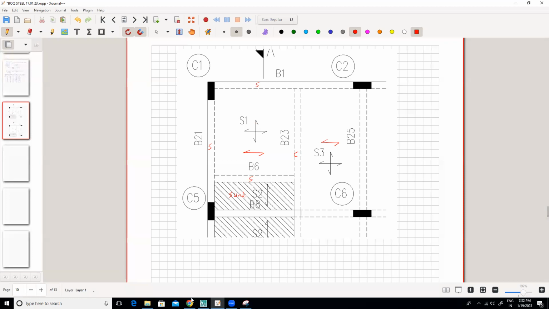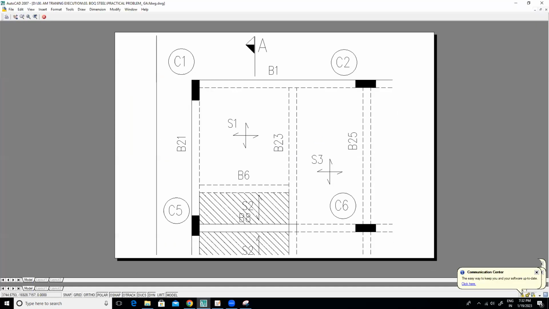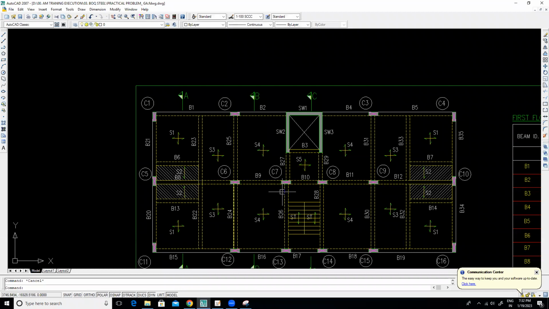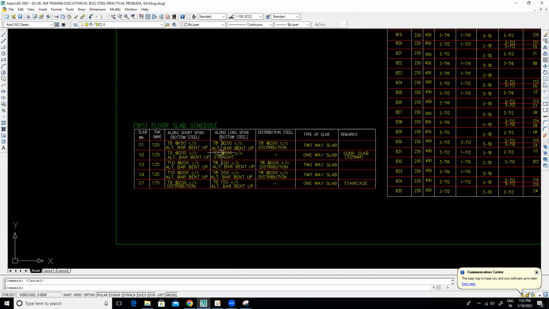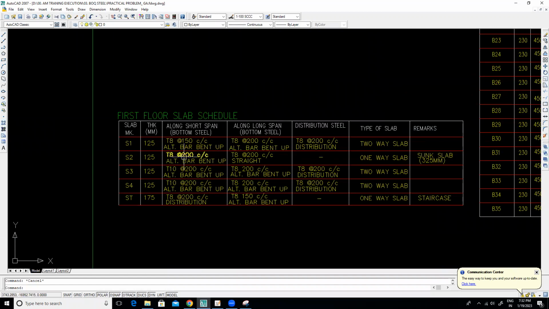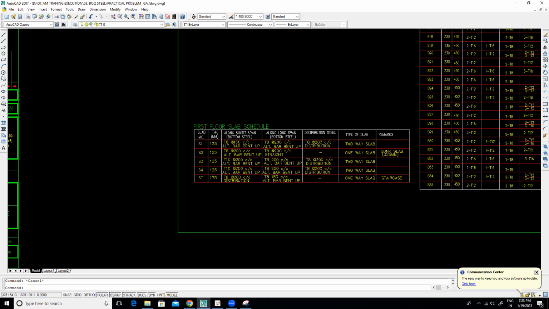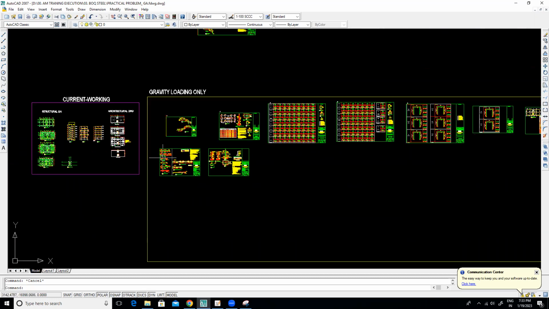That means now let's see which detail we are going to use for this. There is a standard detail. We are doing the bent up bar system like this here. Along the short span, 8 at 150 alternate bar bent up. Along the long span at the bottom, 8 at 200 alternate bent up. Distribution steel T8 at 200. It is a two-way slab. So 8 at 150 at the bottom along the short span, 8 at 200 at the bottom along the long span. So just remember this. Now we will see what detail we are going to use.